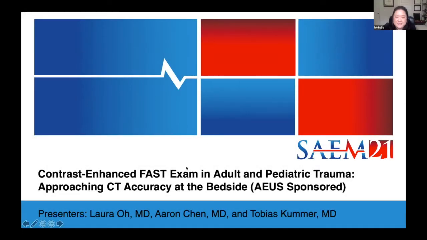We're delighted to present our didactic, contrast enhanced FAST and DAM in adult and pediatric trauma: approaching CT accuracy at the bedside. This didactic is sponsored by CEUS.